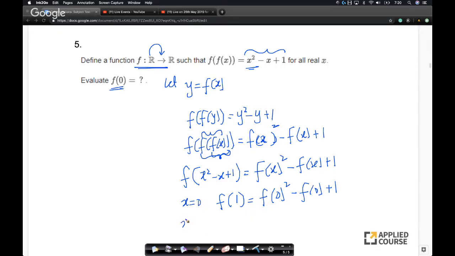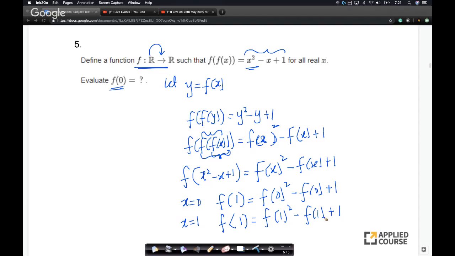Now if I say x equals 1, then what happens? Then I get f of 1 squared minus 1 is 0 plus 1. So I get f of 1 also equals f of 1 squared minus f of 1 plus 1. Look at this. Now what do I have? I have f of 1 equals to this, and I have f of 1 also equals to this.